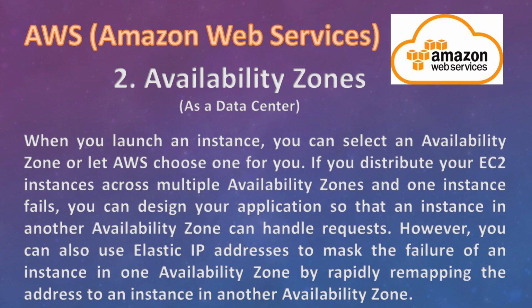When you launch an instance, you can select an availability zone or let AWS choose one for you. If you distribute your EC2 instances across multiple availability zones and one instance fails, you can design your application so that an instance in another availability zone can handle requests. However, you can also use elastic IP addresses to mask the failure of an instance in one availability zone by rapidly remapping the address to an instance in another availability zone.